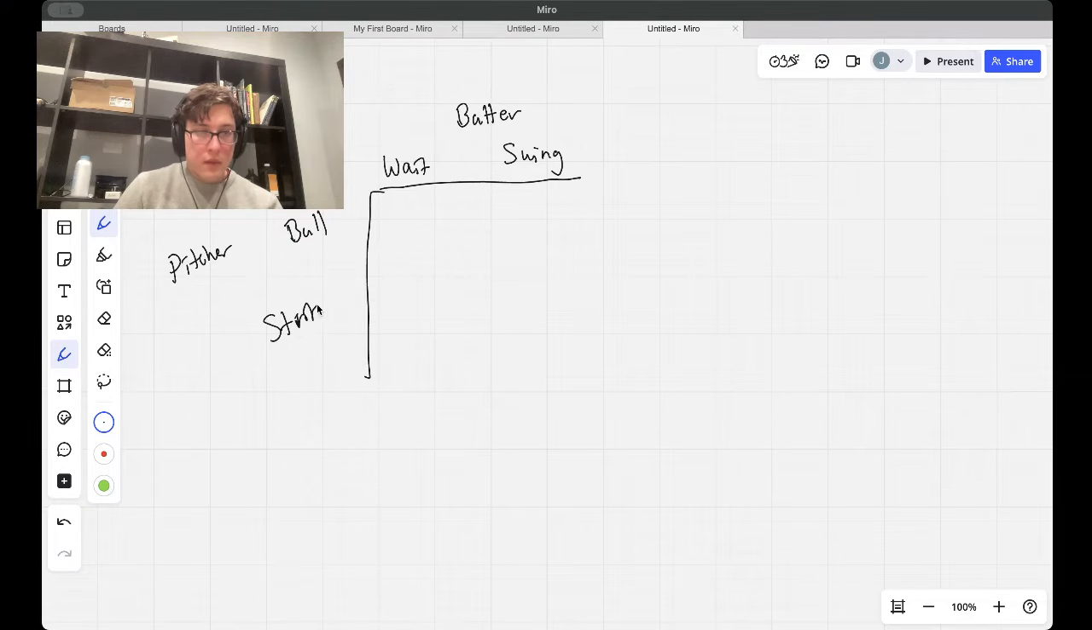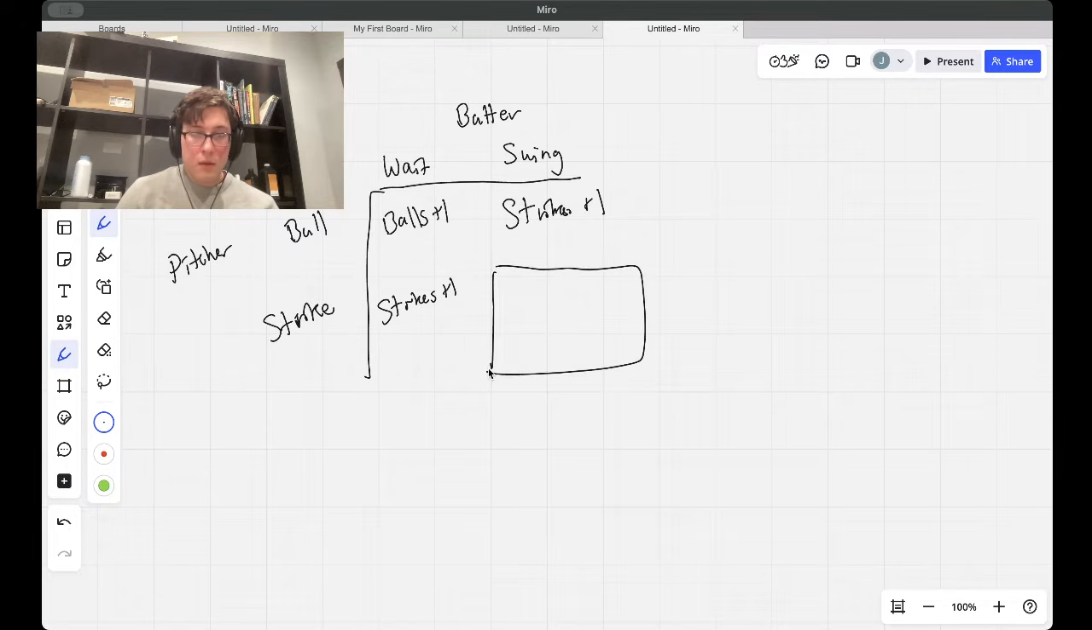So again, going back to the problem, what happens if the pitcher throws a ball and the batter waits? Then balls is increased by 1, so balls plus 1. If it's a swing and a ball, then strikes plus 1. If it's a strike and wait, then strikes plus 1. And if it's a swing and strike, then we go into this mini game where with probability p, we get a home run, and with probability 1 minus p, we get strikes plus 1.